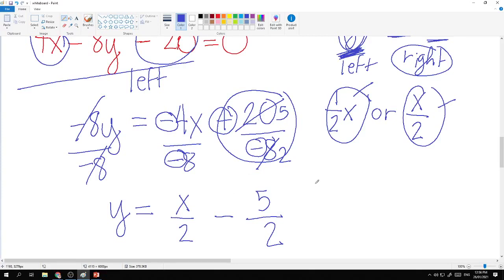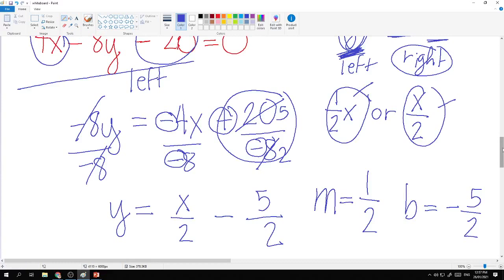Oh, what's the slope now? What's the value of the slope? 1/2. Okay. What about the y-intercept? 5 over 2. Negative 5 over 2. Take note, there is an imaginary 1 there too. Okay? Let's have another example.